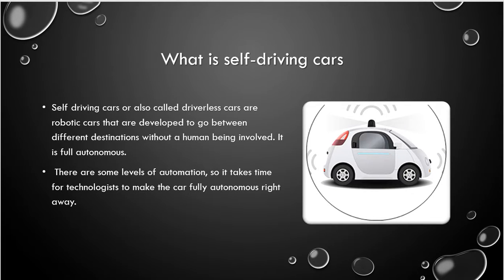So what are self-driving cars? Self-driving cars, also called driverless cars, are robotic cars that are developed to go between different destinations without a human being involved. It is fully autonomous. There are some levels of automation. It takes time for technologists to make the car fully autonomous right away, so there are some steps that they could take to make the car fully autonomous, and we will talk more about that in the next slide.